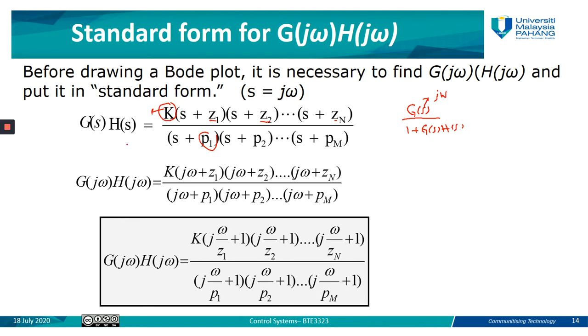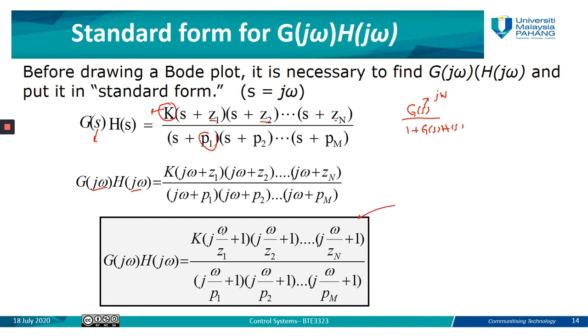But in this chapter, we are going to replace each s here by j omega, in order to study the stability of the system in the frequency domain using frequency response. After you replace each s by j omega in the transfer function, you are going to divide by the value of the zero or the value of the pole. Why? We want to see this form. This is the standard form of the transfer function to draw the Bode plot.